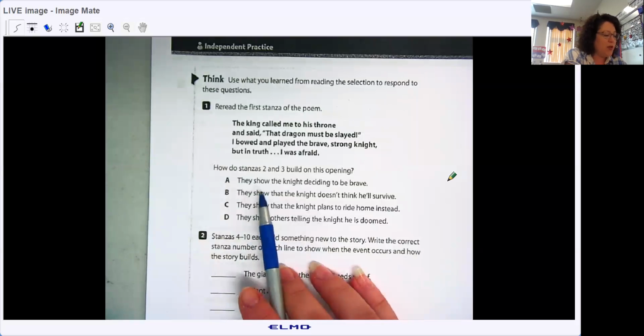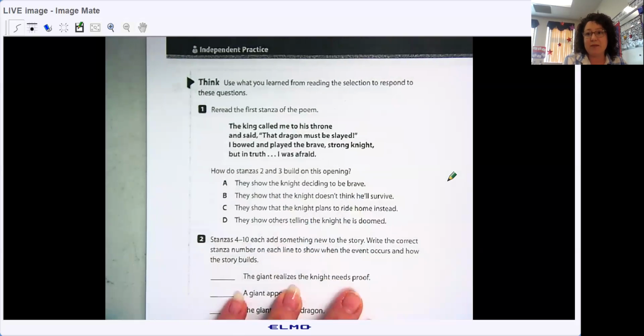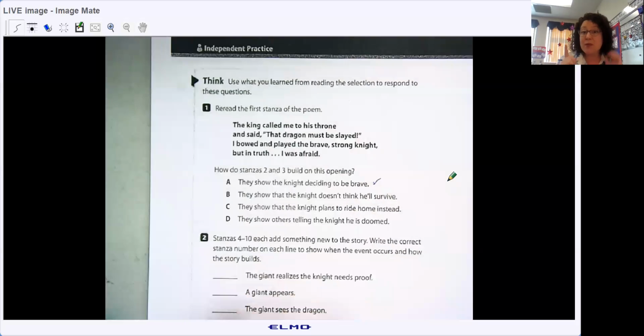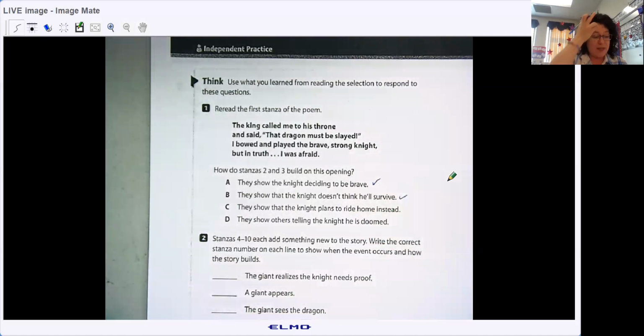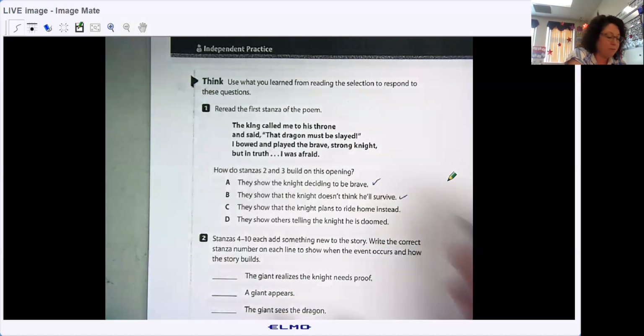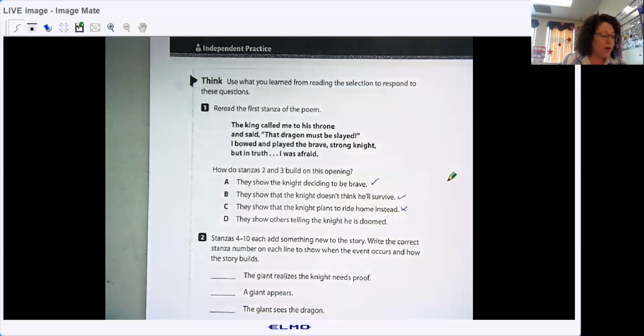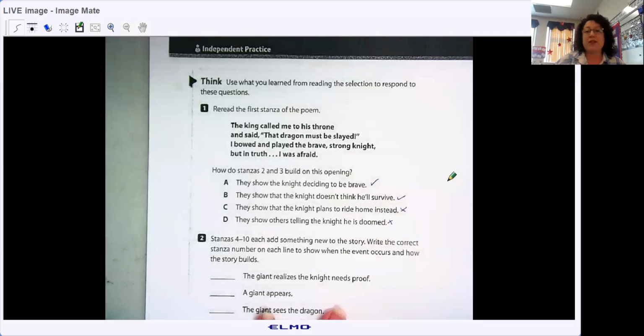So, do stanzas 2 and 3 show the knight deciding to be brave? Yep. So I'm going to put a check mark. That's my maybe. But you always reread all your answer choices. Do they show that the knight doesn't think he'll survive? Kind of. Do they show that the knight has plans to ride home instead? No. They show others telling the knight he is doomed. No, he's talking to himself. So now I have two maybes. They show the knight deciding to be brave. They show that the knight doesn't think he'll survive. So now I'm going to go back and look.